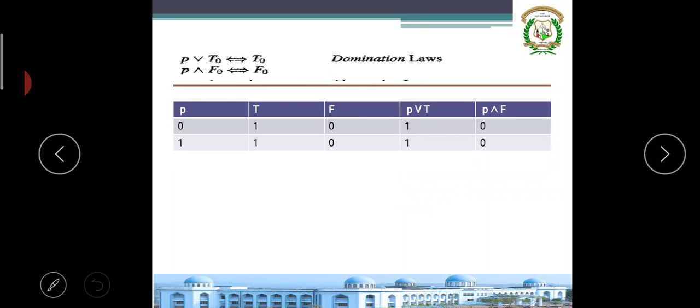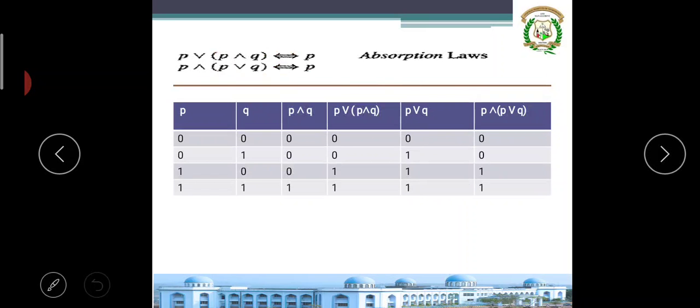Next one is domination law. What is this domination law? When I make P or with true values, what happens? 0 plus 1, 1. 1 plus 0, 1. I get always 1. That is called true. When I make P and with false, multiplication 0 into 0, 0. 1 into 0, 0. So I got always the value 0. So it's called false. So we understood P or true is true, P and false is false. That's called domination law.